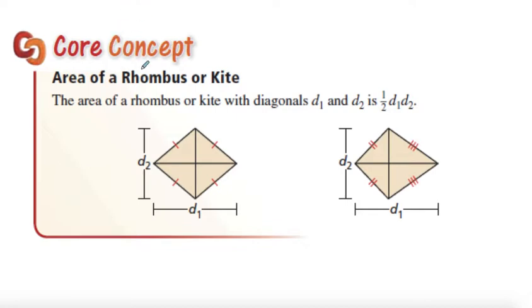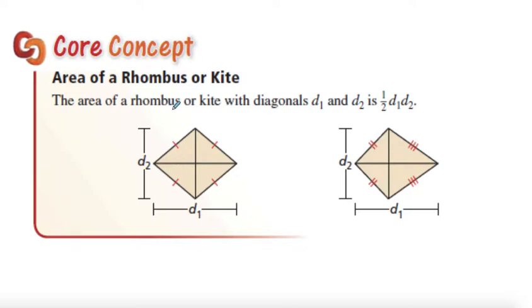When we're finding the area with diagonals d1 and d2, all we're going to do is take 1/2 times d1 times d2. So if we're looking at a rhombus or a kite and we want to find the area, we're going to multiply those diagonal lengths together and then divide by 2.